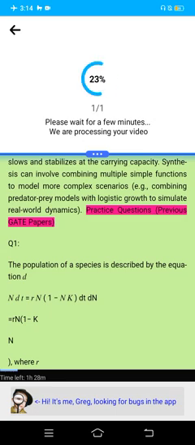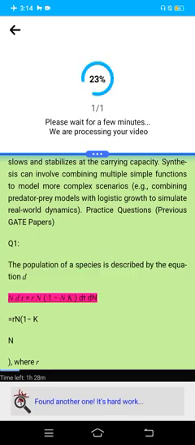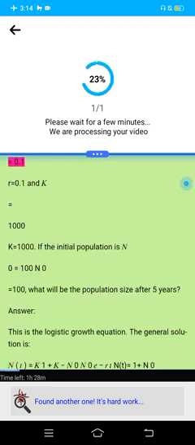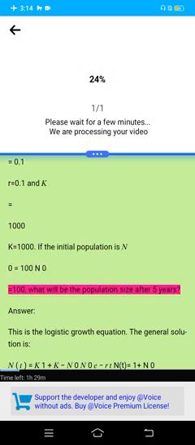Practice questions. Previous GATE papers. Q1. The population of a species is described by the equation dN/dt = rN(1 - N/K), where r = 0.1 and K = 1000. If the initial population is N0 = 100, what will be the population size after 5 years?